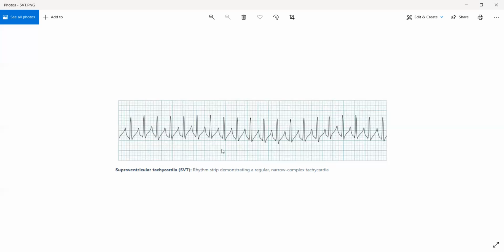Supraventricular tachycardia is a regular narrow complex tachycardia. What does this mean? Regular narrow complex tachycardia means the QRS complexes are regular. They are not irregular. While in atrial fibrillation, the QRS complexes are irregular. So regular narrow complex tachycardia is supraventricular tachycardia, and irregular narrow complex tachycardia is atrial fibrillation with no P waves. So absent P waves plus regular narrow complex tachycardia will be SVT, as shown in the diagram. Absent P waves plus irregular narrow complex tachycardia will be atrial fibrillation. Is this point clear to everyone?